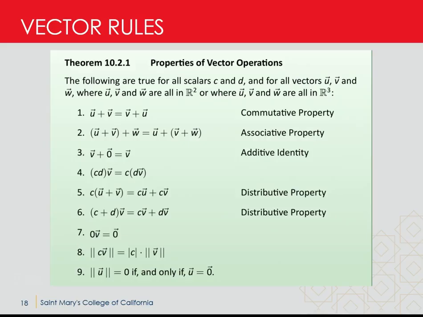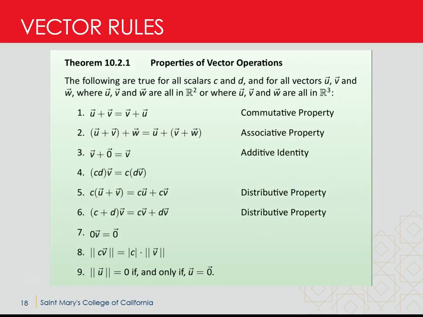If we multiply a vector by the scalar 0, we get the vector 0. That's number 7. So 0 times (1, 2, 3) is just (0, 0, 0). If we multiply a vector by a constant c and then take the magnitude, it's just the same as multiplying the magnitude by c. Being slightly careful, you can see we have the absolute value of c there, just in case c is negative. And finally, the only way a vector can have a magnitude of 0 is if it is itself 0. The 0 vector has a magnitude of 0, but nothing else will. Everything else will have a positive magnitude.